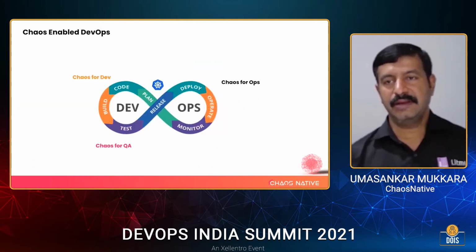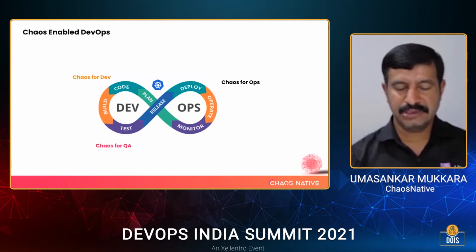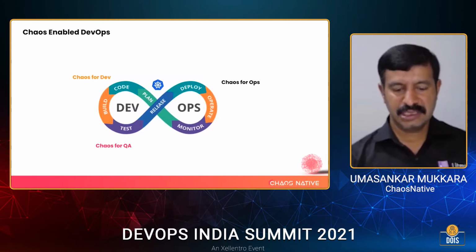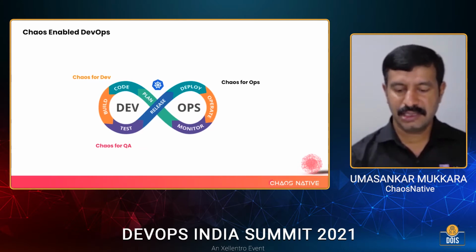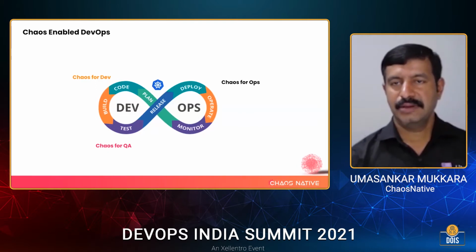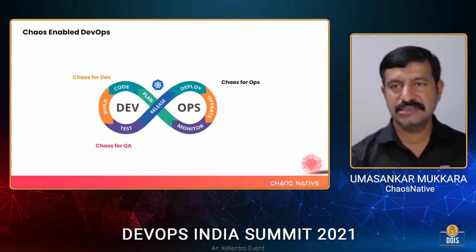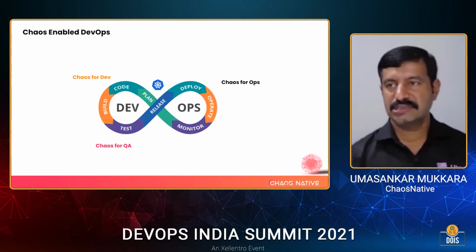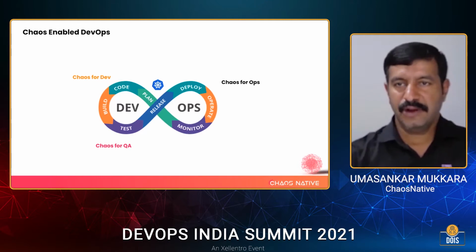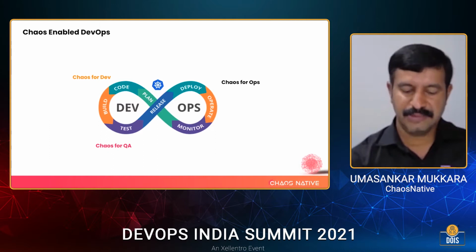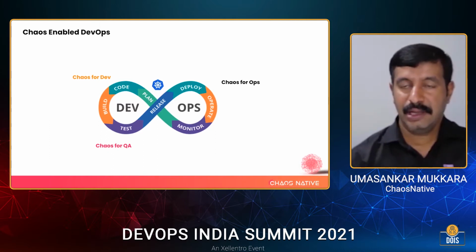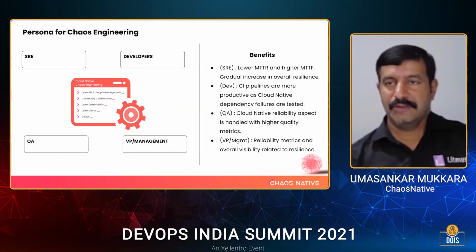So what does it mean, chaos-enabled DevOps? It's cloud native DevOps. That means you're handling development and running the operations of cloud native services, but you're going to consider chaos engineering at all stages of this DevOps, right? So it's not just the traditional chaos engineering for ops, it's also for dev and QA in chaos-enabled DevOps. And why and how is what I will talk about.